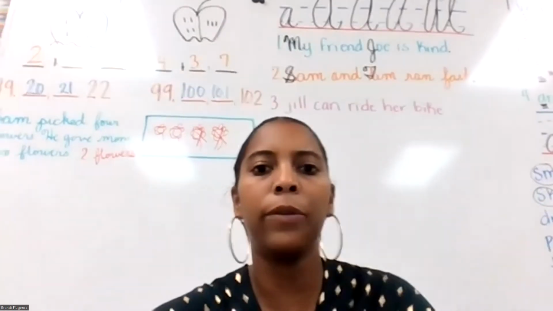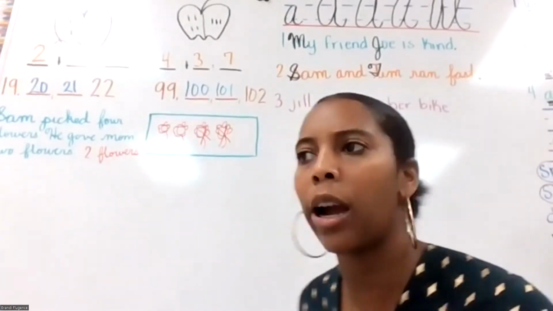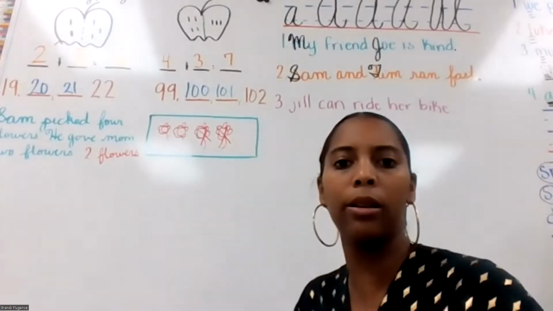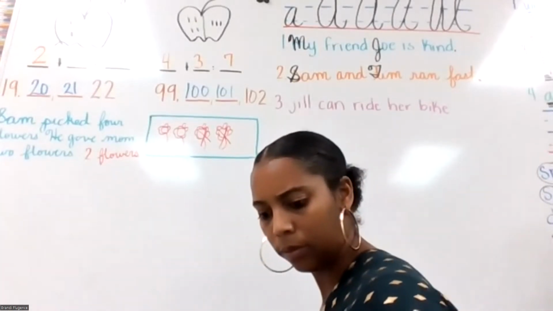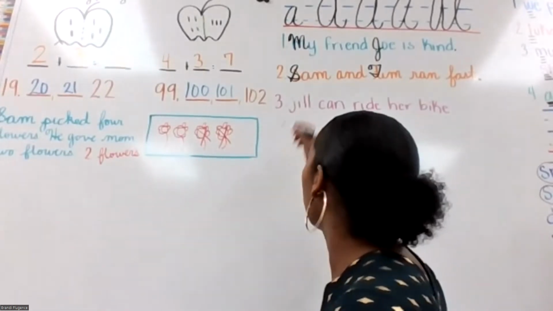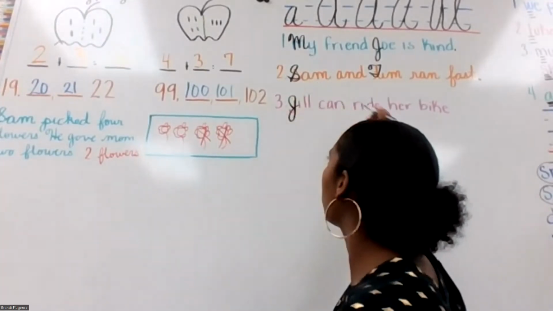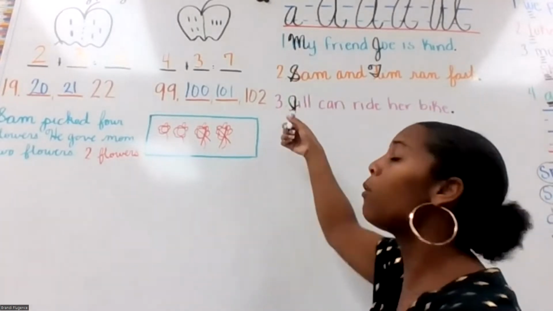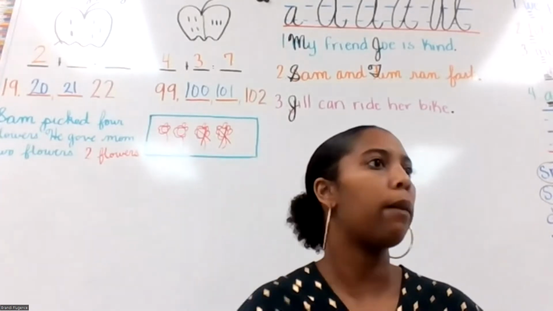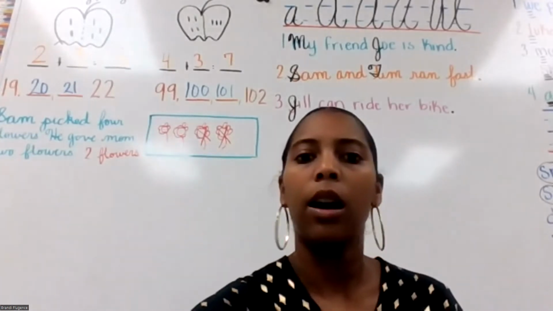All right, let's go ahead and review this sentence number 3. Jill can ride her bike. Can anyone tell me how would I write this correctly? Go ahead, Micah. First letter J, capitalized. Period. Our proper noun was Jill, and so we capitalized Jill. Awesome. Okay, next one. All right, good job.